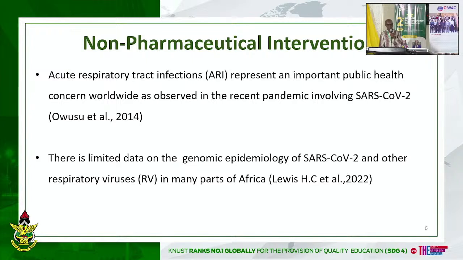Owusu et al. 2014 also let us understand that acute respiratory tract infections represent an important public health concern worldwide, as observed in the recent pandemic involving SARS-CoV-2. Also, Lewis H. et al. 2022 inform us that there is limited data on the genomic epidemiology of SARS-CoV-2 and other respiratory viruses in many parts of Africa, which is true. Ghana experienced the same thing during that time.